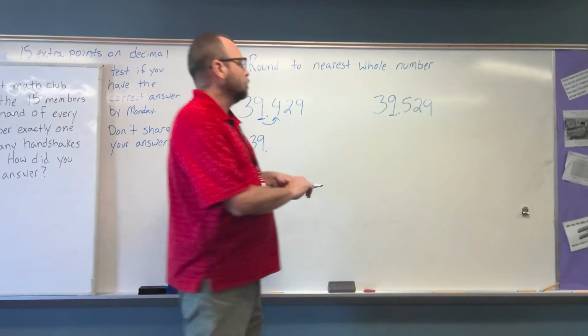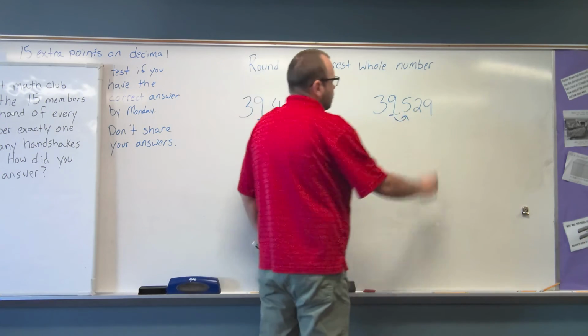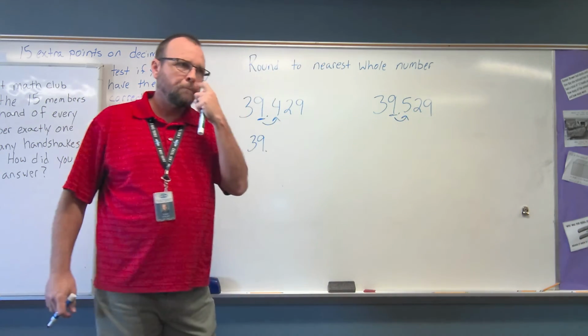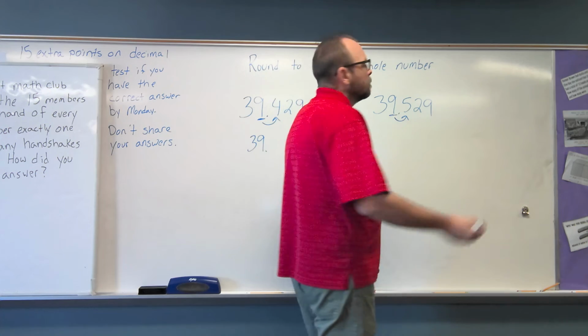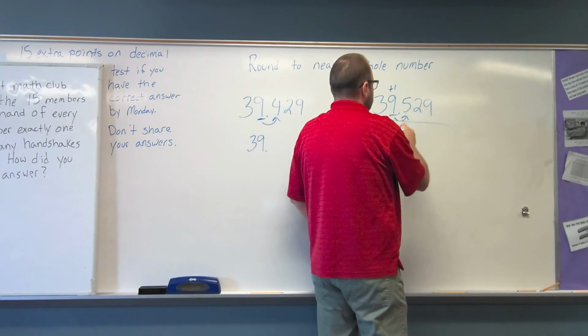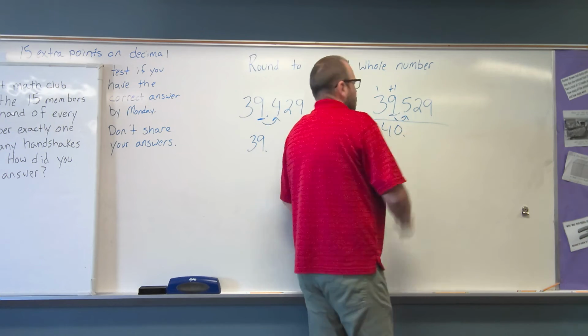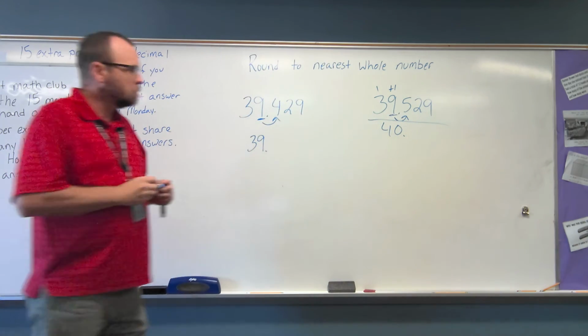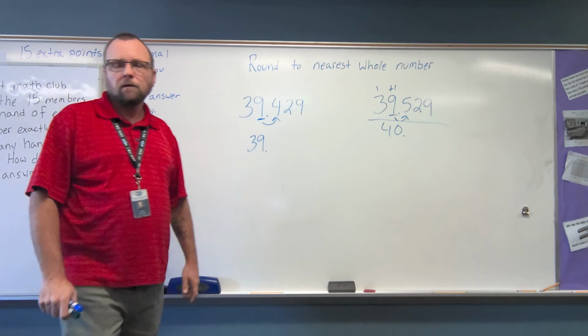Kenna, what do I do with my 9 in 39 and 529 thousandths? You would go over a point value and add 1. Good. 9 and 1 is 10. And so that's 40. That is 40.